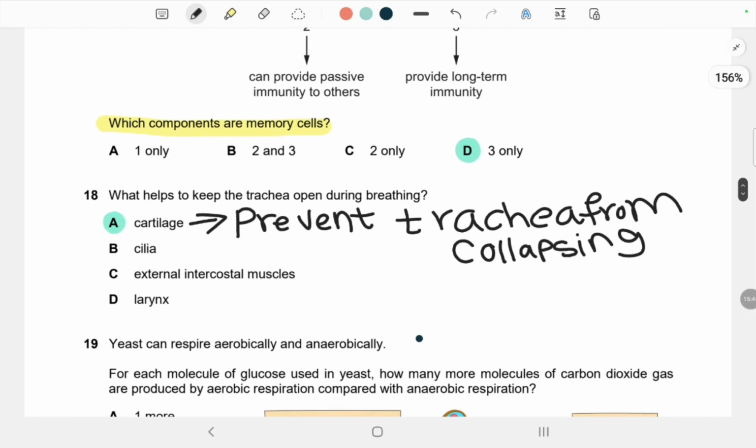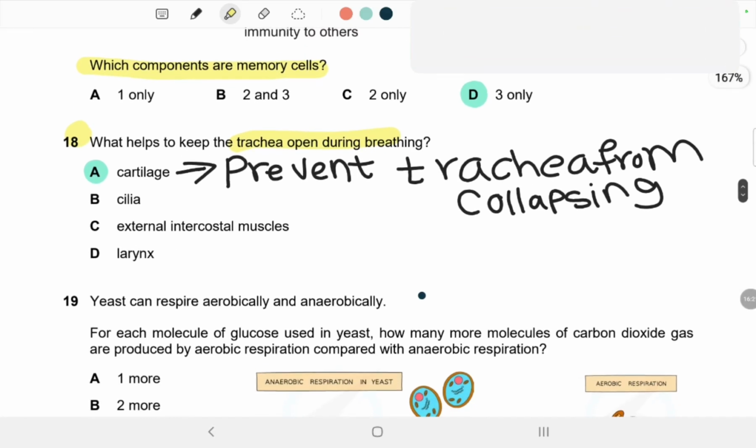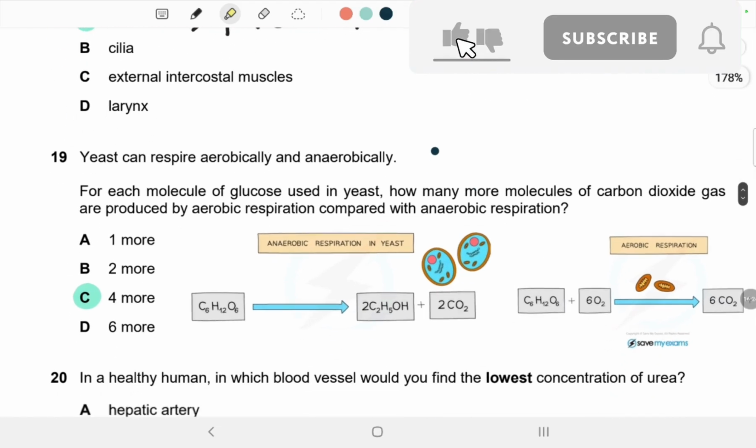Now number 18. What helps to keep the trachea open during breathing? To keep the trachea open during breathing is your cartilage. Another piece of info for you is that preventing the trachea from collapsing is also the cartilage. Cilia is used to beat the mucus out of your lungs back to the throat to be swallowed and killed by the stomach. External intercostal muscles are either contracting or relaxing in inspiration or exhalation, which is not our case. Larynx is your voice box, which is not at all about the trachea during breathing.